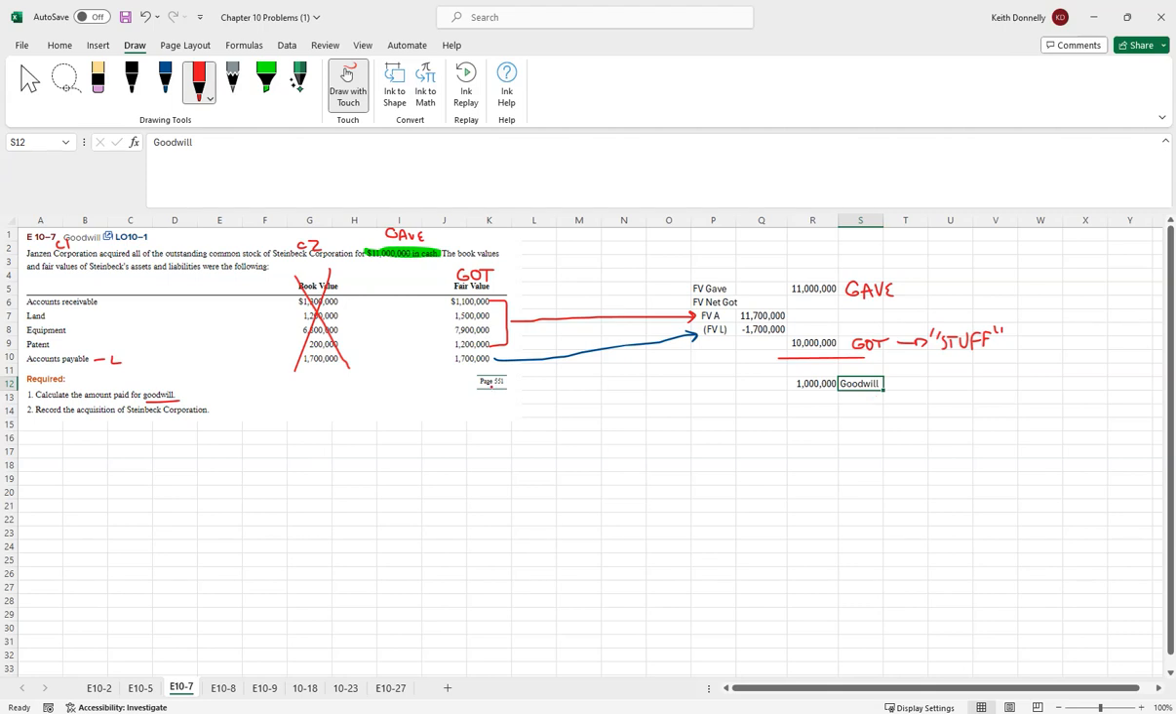You could do the journal entry for this, right? They want you to do the journal entry. All you would do is debit all of those assets for the fair value, right? You would credit the liability for the fair value, and then you would hit the difference, right? The plug in this case would be debit goodwill for the 1 million, right? That's kind of the plug. You could do it as a journal entry if you wanted to. Not a big deal there.